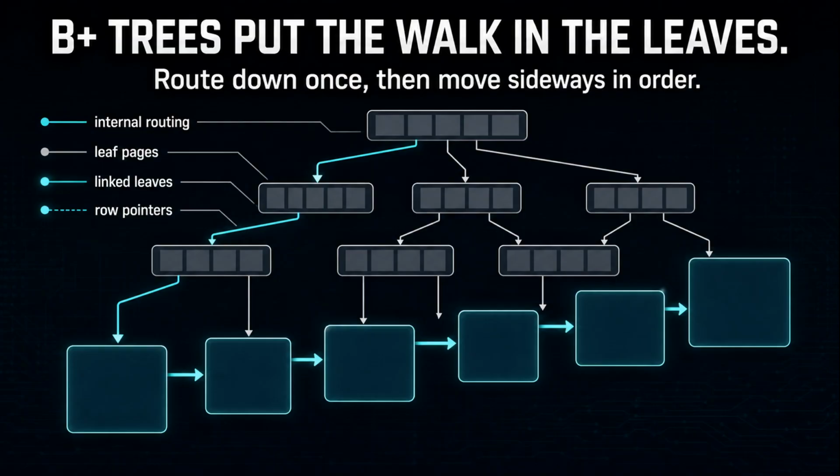The leaves are linked in key order. So once you land in the right neighborhood, you just walk sideways. Yes. Find the first key once. The vertical work is done. Then walk leaf to leaf in order. You are not restarting a search for every row in the range. You are using the ordered leaf chain. Right, so scanning a range is not one fresh lookup per row.